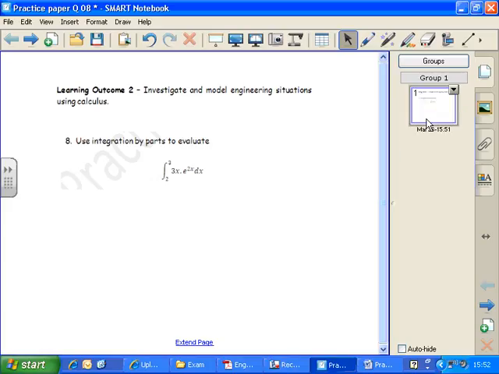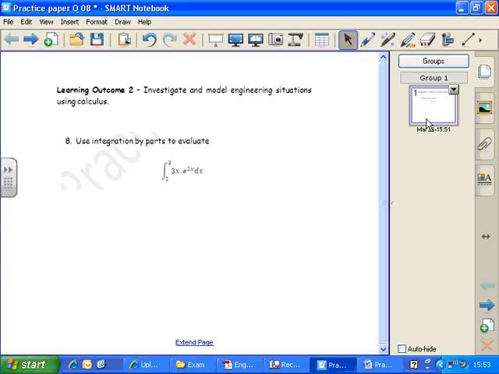Practice paper year 1, learning outcome 2, question number 8. This one, integration by parts, and you can have a look at the relevant chapter in the textbook as well as the exercises, and again solutions to those exercises will appear. Some have already in the video clip section.